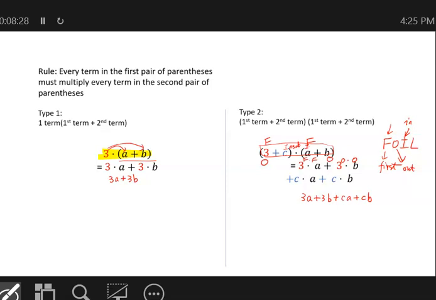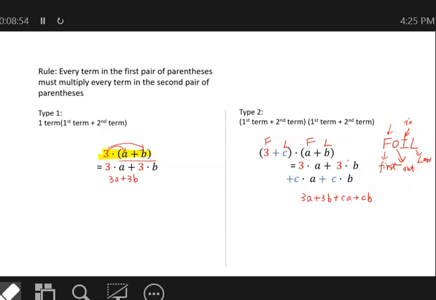And finally, L means last, because in each pair of parentheses, or box, 3 is the first, and that means C is the last. A is the first, and B is the last. So finally, we multiply last and last, which is C times B. So that's why we call this FOIL.